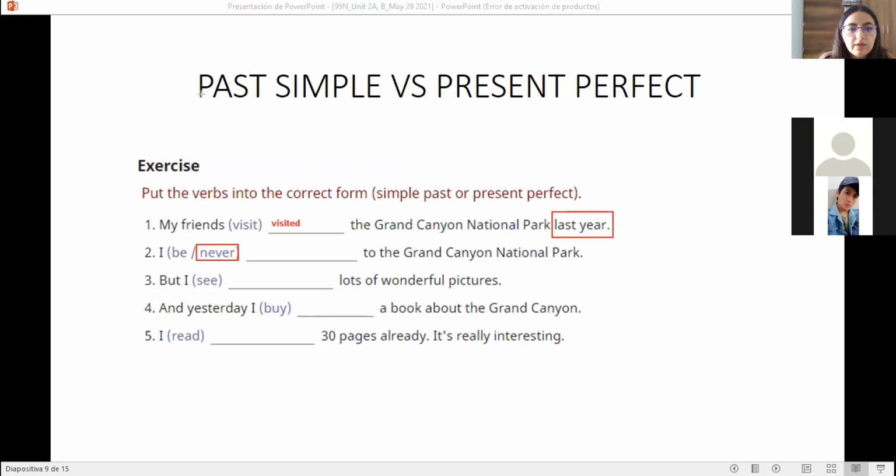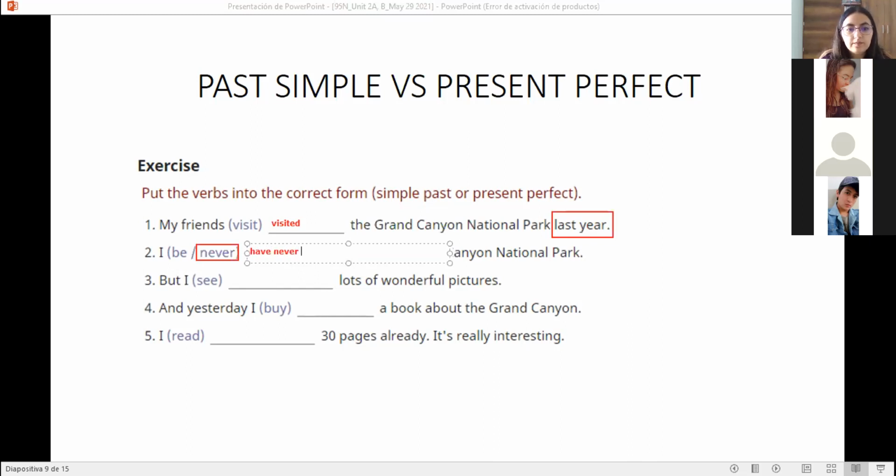Aquí tenemos never. ¿Qué tendríamos que utilizar? I have never been. Exactly. I have never been. Tenemos el never, por lo tanto vamos a ocupar un present perfect tense. I have never been to the Grand Canyon National Park.